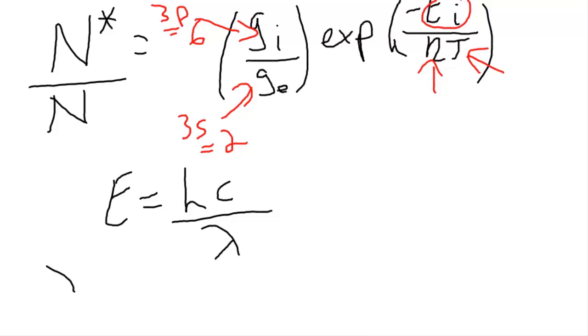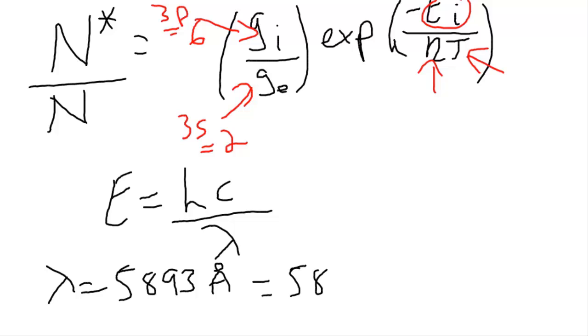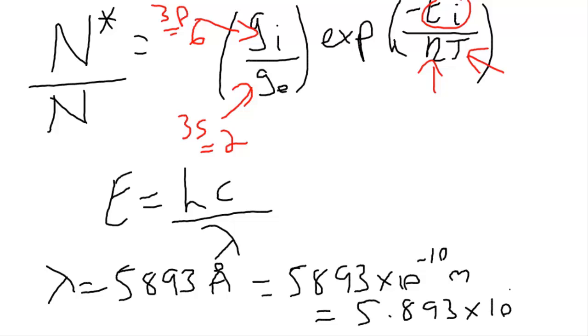The wavelength we're given is in angstroms, which is still a pretty common unit in spectroscopy. And 1 angstrom is equal to 1 times 10 to the minus 10 meters. So this is 5,893 times 10 to the minus 10 meters, or if we multiply by 1,000, 5.893 times 10 to the minus 7 meters. So we know wavelength. We know these constants, we can get energy.